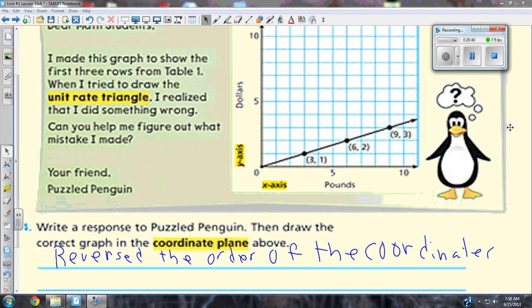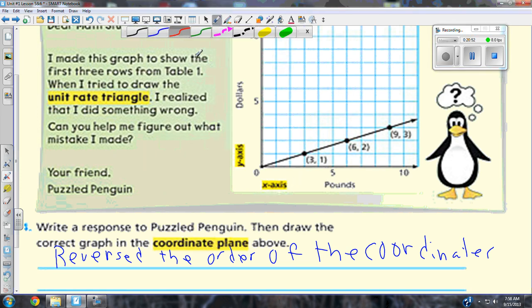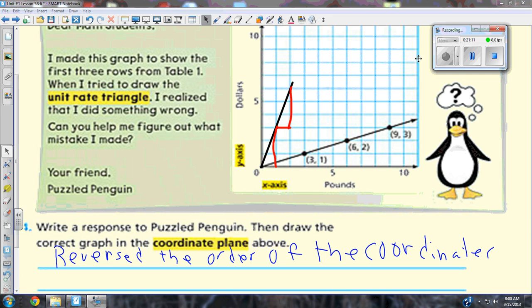Hopefully you realize that what happened was that he actually reversed the order of the coordinates. It should be 1, 3, not 3, 1. So as you're graphing this, you should be graphing it 1, 3. So here it'd be 1, and then up 3, 1, 2, 3. Then 2, 6, not 6, 2. Here's 2, 1, 2, 3, 4, 5, and 6. So making the corrections, you would have your unit rate triangle right here. Here's one triangle, there's 2, and I just have to continue with the other coordinates.